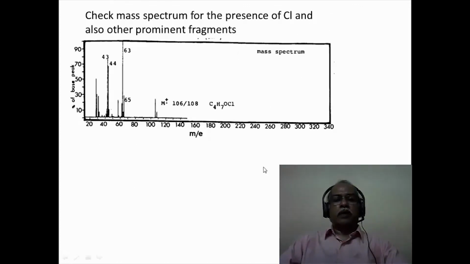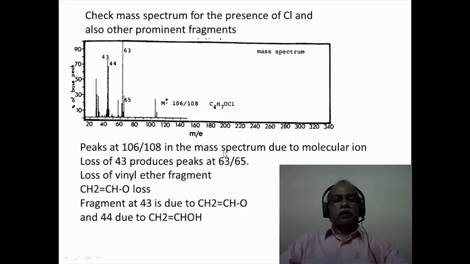Now let us have a look at the mass spectrum. Since chlorine is present here, the mass spectrum should reveal the presence of chlorine. The molecular ion peak at 106 and 108 in the ratio of roughly 1:3:1 is shown here. And one can also see the loss of 43 mass units from the molecular ion peak, which produces the 65 and 63 peaks. In other words, the chlorine is still present in the system. The molecule has lost a 43 unit.